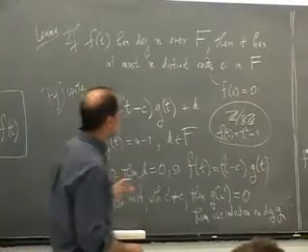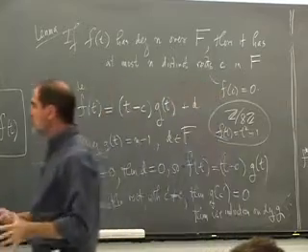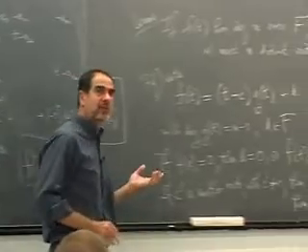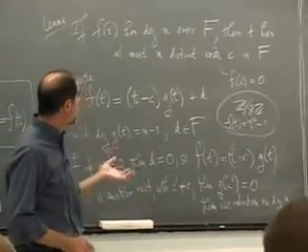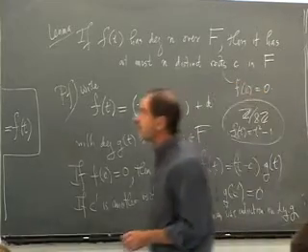So consequently, the characteristic polynomial depends only on the transformation. Its roots are the eigenvalues, and therefore we have, for a transformation of an n-dimensional vector space, at most n distinct eigenvalues. Let's write that down.